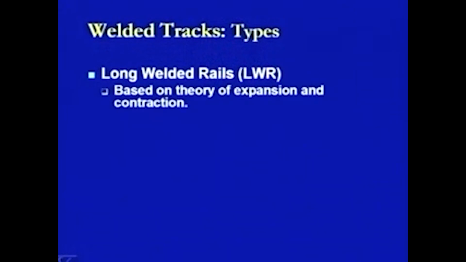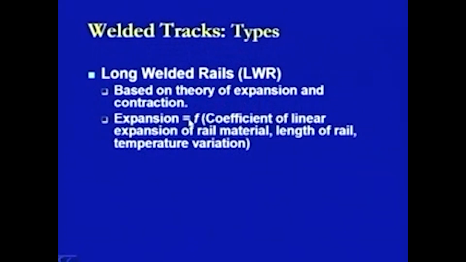Then another case is a long welded rail case. In the case of long welded rails, which is of course termed as LWR, this is based on the theory of expansion and contraction. In this case, we have more rail sections jointed together, obviously more than the 10 rail sections which have been jointed at the maximum in the case of short welded rails.